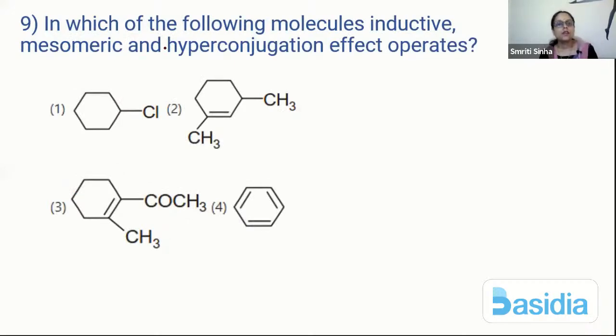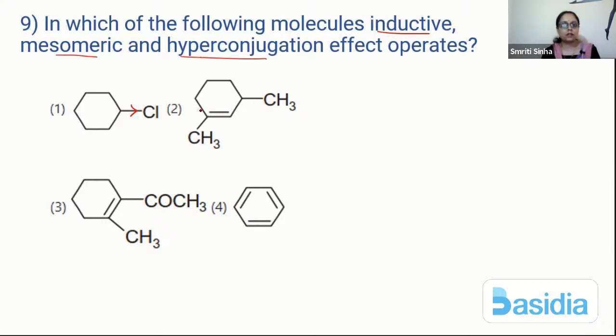Next, in which of the following molecules do inductive, mesomeric, and hyperconjugation effects operate? Which of the following molecules shows all these three effects? Only one molecule will show all three. In the first structure, you can see only the inductive effect. You cannot see resonance because there is no conjugation. Hyperconjugation you can talk about, but not much.